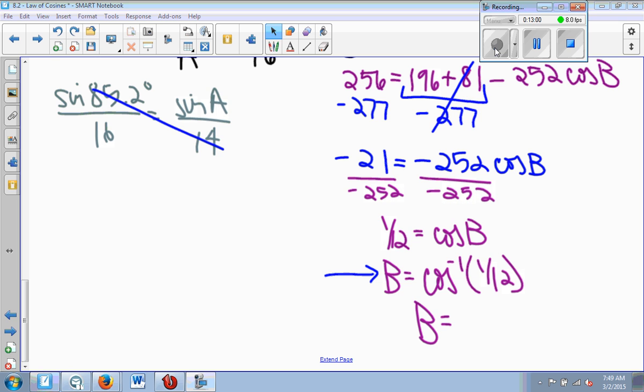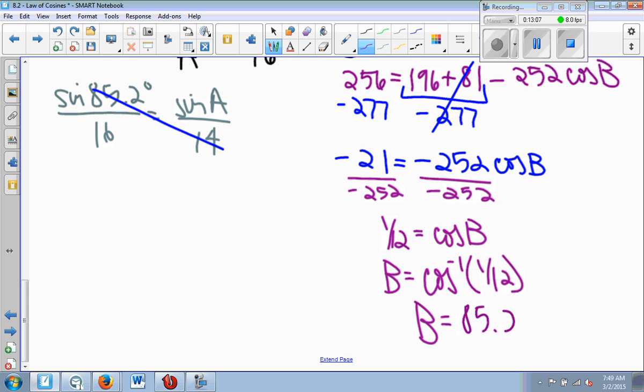Okay, so I lied. I just confused myself. Sorry, the 85.2 is actually right because I did it in a calculator that's in my hand, not on the Inspire on the board. 85.2 is correct.